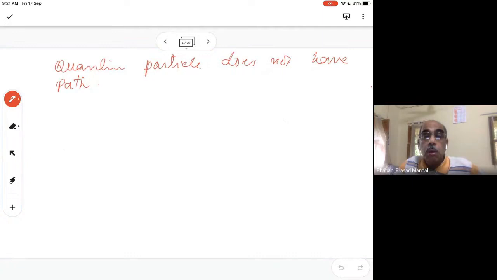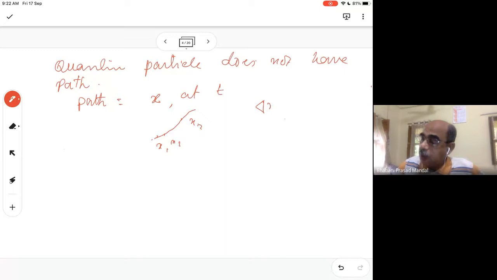Now I'm going to tell you why a quantum particle does not have a path. What is the meaning of path? Path means that I know the position x at time t. If I know the position for all t, then I'll say I know the path. So at t1 it is here, at t2 here, then t3. If you have very close points, then you will know the path. But in quantum mechanics, you cannot know the position of a particle at an instant of time, because then the uncertainty in position, delta x, would be zero. If I know the particle's definite position, then delta x will be zero.